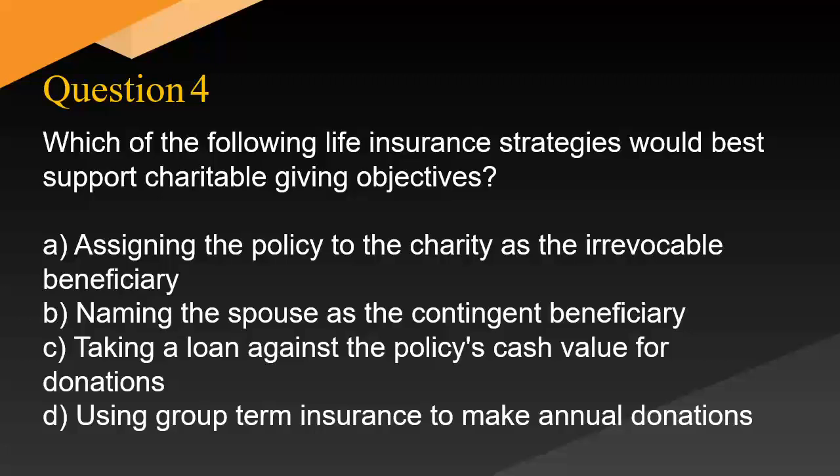Which of the following life insurance strategies would best support charitable giving objectives? A. Assigning the policy to the charity as the irrevocable beneficiary. B. Naming the spouse as the contingent beneficiary. C. Taking a loan against the policy's cash value for donations. D. Using group term insurance to make annual donations.